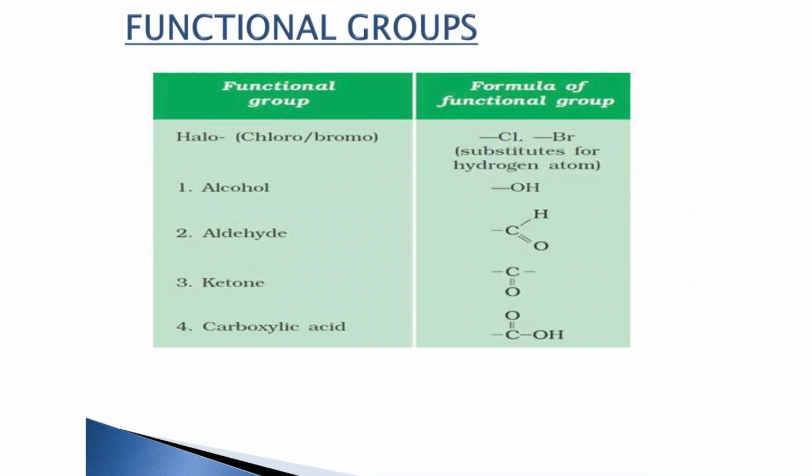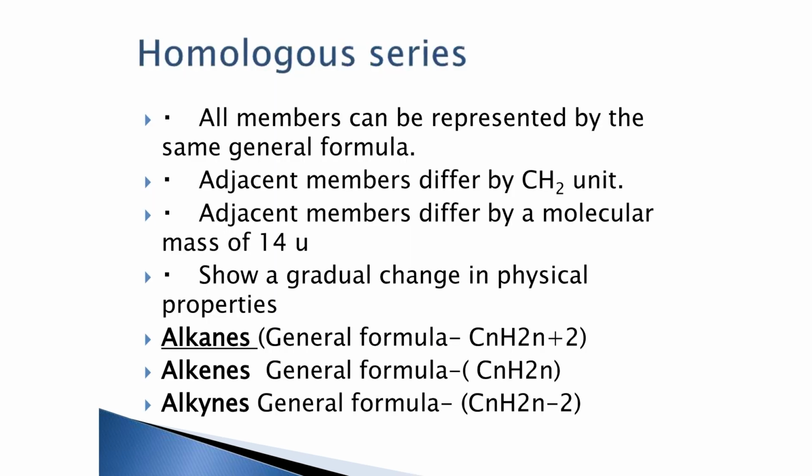When one of the hydrogens in a hydrocarbon is replaced by an atom or a group of atoms, which is known as a functional group, we get different compounds like alcohols, aldehydes, ketones, and carboxylic acids. Homologous series is a series in which all members have the same functional group and the same general formula. Each member differs from the next by a CH2 unit.